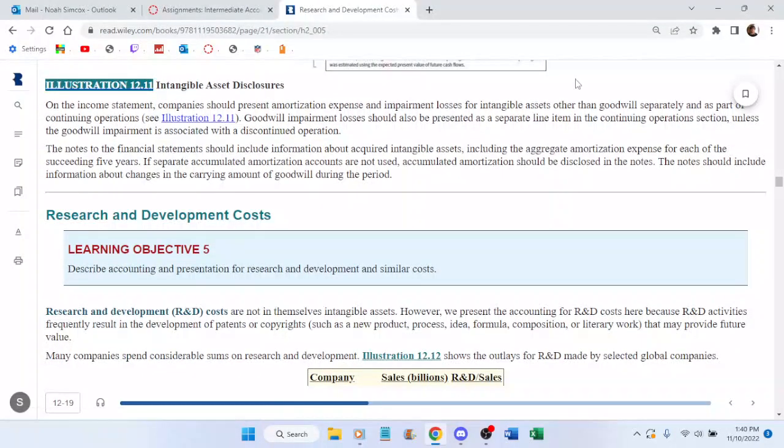The notes to the financial statements should include information about acquired intangible assets, including the aggregate amortization expense for each of the succeeding 5 years. If separate accumulated amortization accounts are not used, accumulated amortization should be disclosed in the notes. Notes should include information about changes in the carrying amount of goodwill during the period.